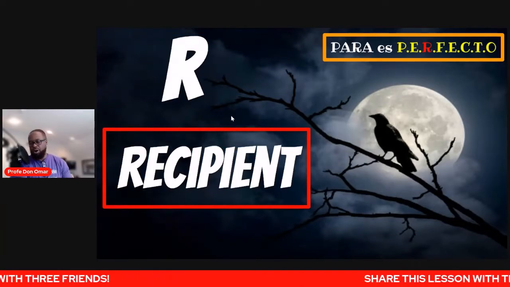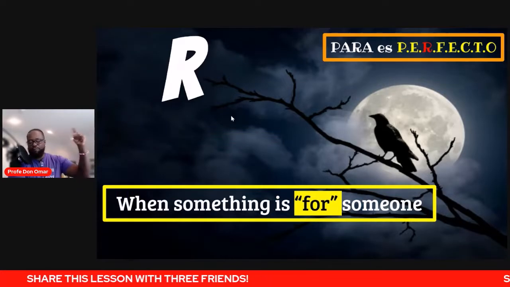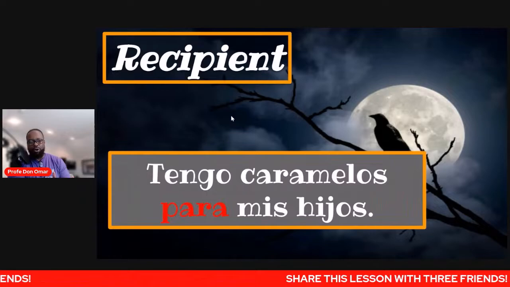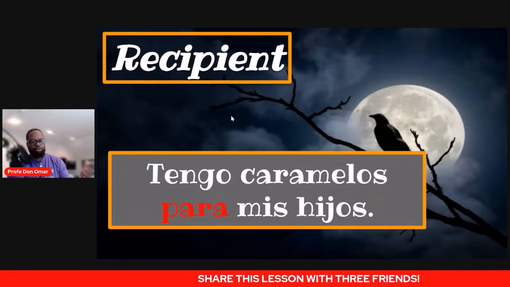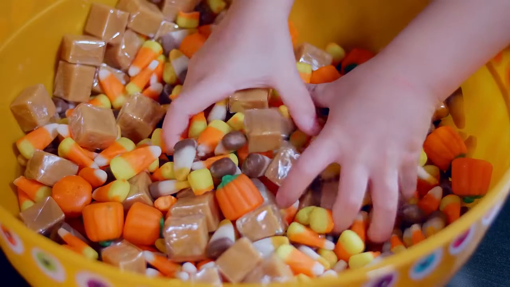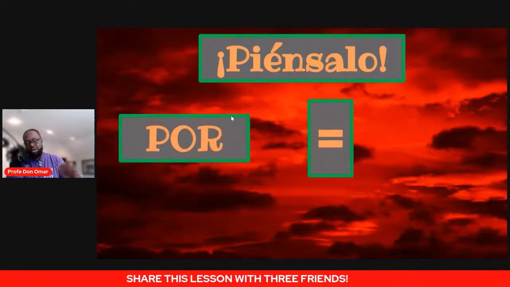Y aquí tenemos la R. Here we have the R for recipient. Por ejemplo, when something is for someone. Por ejemplo, tengo caramelos para mis hijos. Porque es Halloween, ¿verdad? Tengo caramelos para mis hijos. I have candy for my kids.